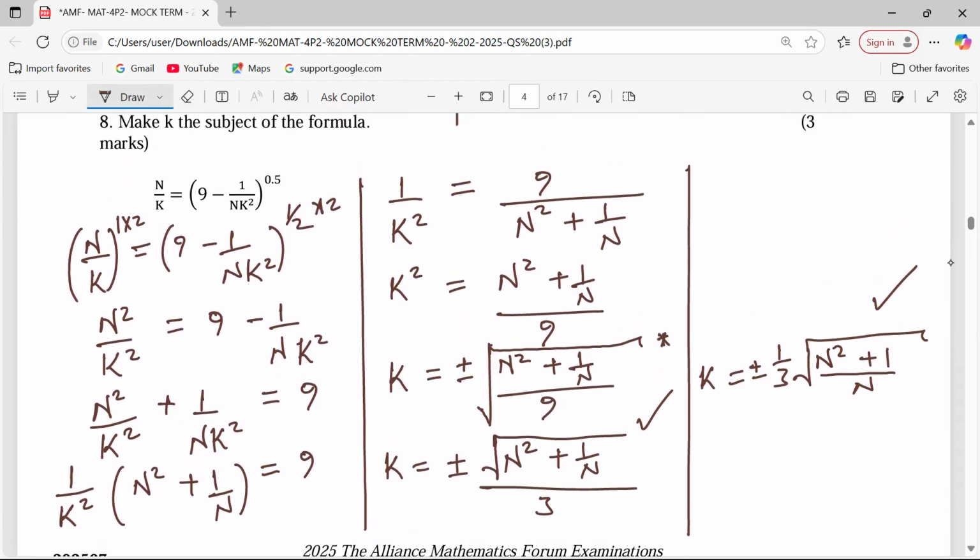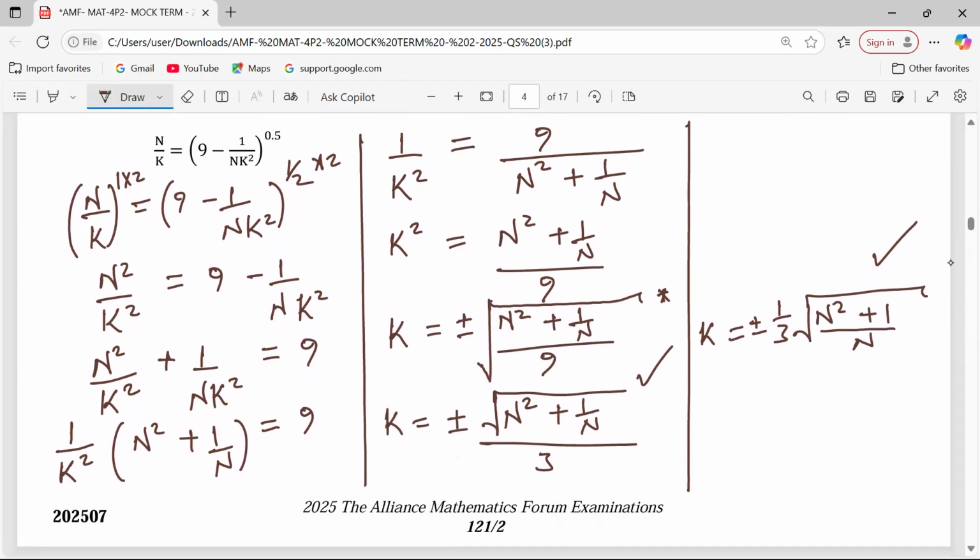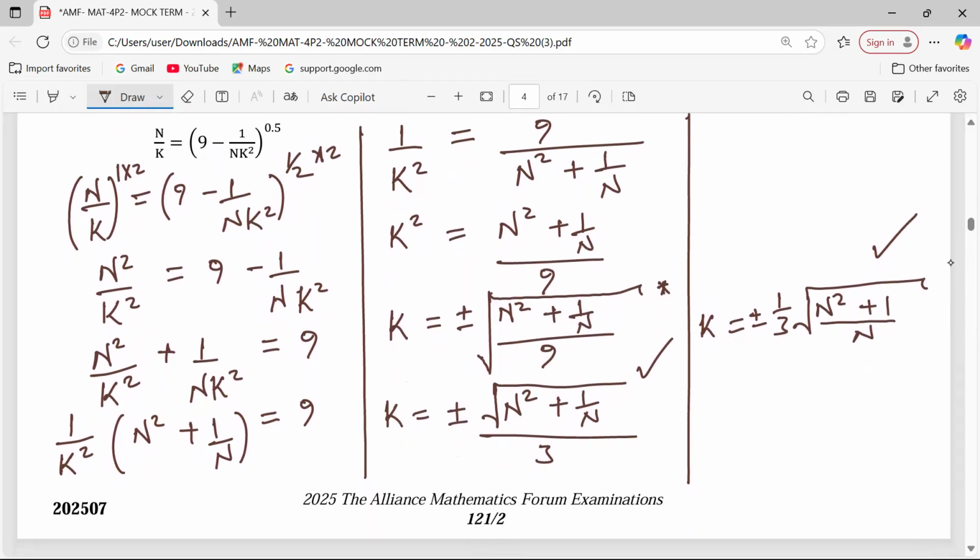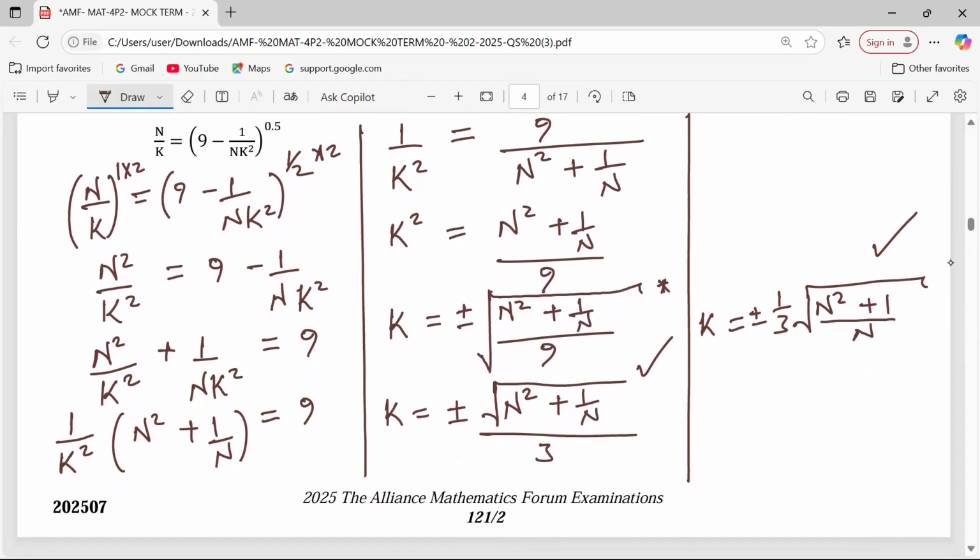So that's a very good question, which is really engaging the brain of a learner. As a student, are you able to make subject of a formula?